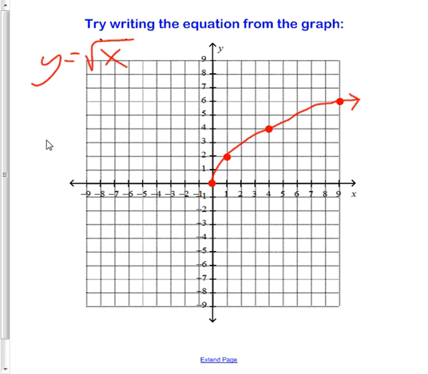Okay, so the hardest ones on the test are going to be stretches. And if they have a picture like this, you've got to know, okay, what's the base? It is a square root, so it looks like this. And now I have to decide what to do with it. Do I stretch it up, down, left, right? And these can be confusing.